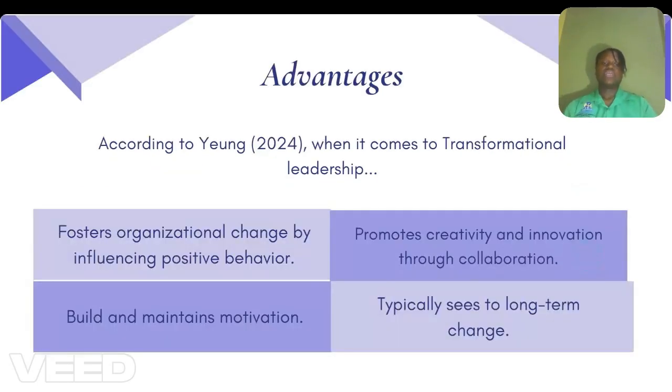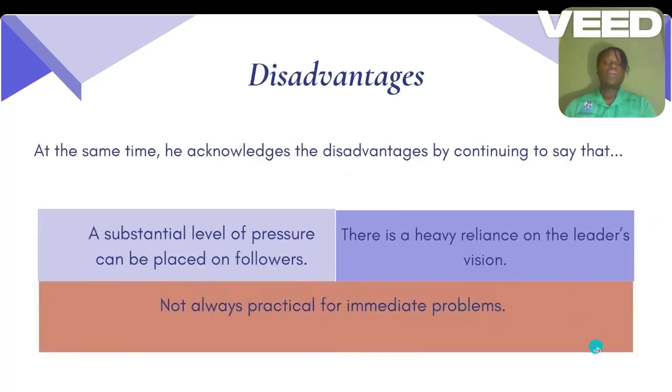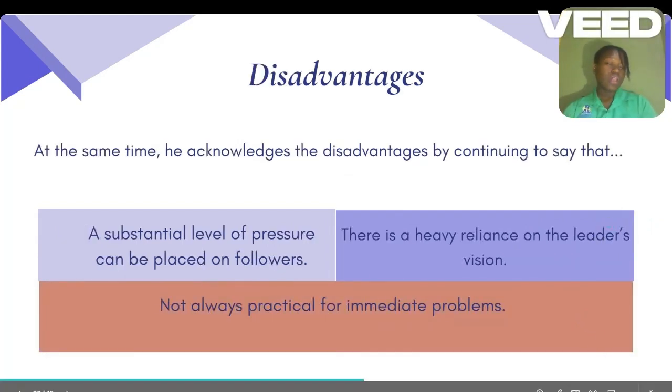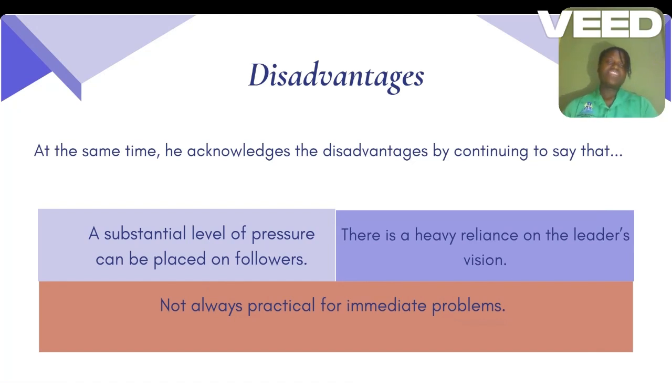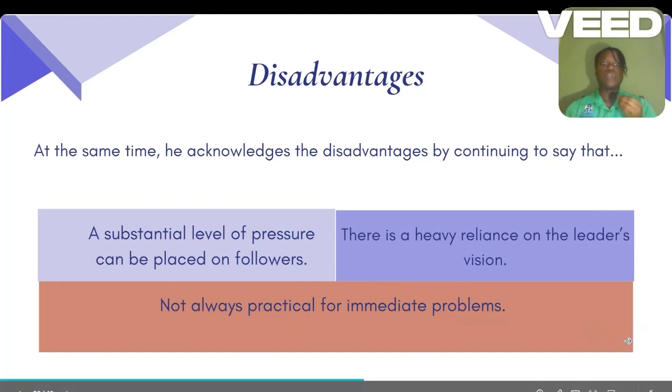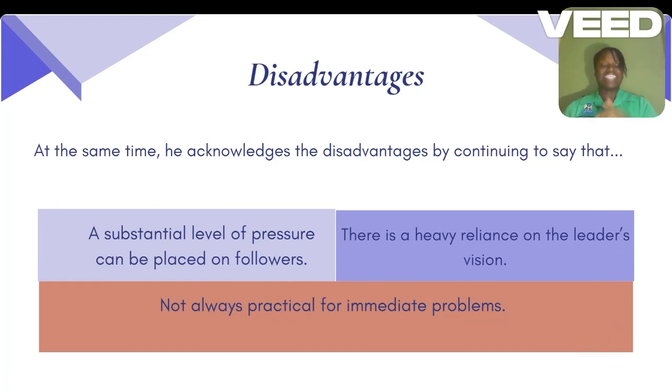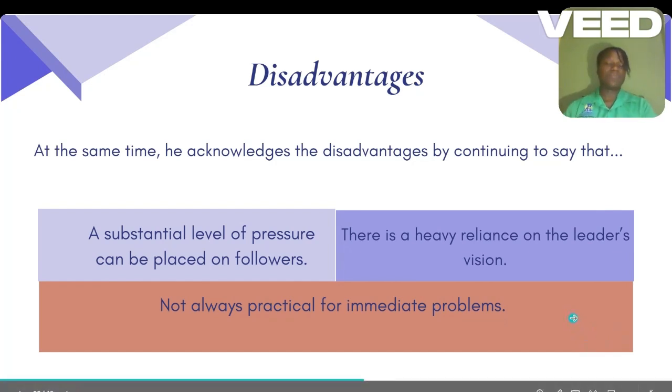As for advantages, it typically guarantees long term change, it promotes creativity and innovation. Motivation can be built and maintained, and of course, there is some fostering of organizational change because there's an influence of positive behavior. On the downside, it's not always practical for immediate problems. There is a heavy reliance on the leader as well because they're the ones coming with the vision. And of course, there's a substantial level of pressure which can be placed on followers because the leader has the vision and you are going to bring it out. And that is the heart of the matter. So there is typically some pressure on them.